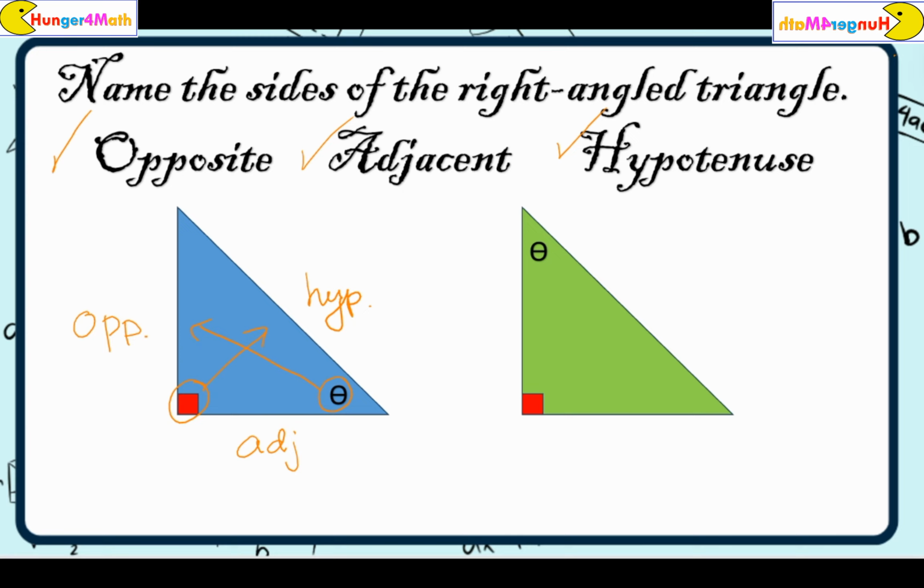Let's try another one. This green right-angled triangle, using your 90 degrees. Opposite of that will be the hypotenuse. And then the angle theta, opposite side of that will be the opposite. And the third side will be the adjacent. So that's how we name the sides of the right-angled triangle, using the 90 degrees, the angle theta, and the remaining side will be the adjacent.